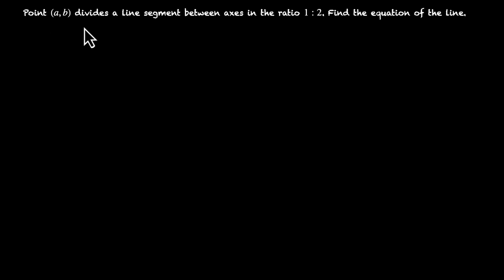Point (a, b) divides a line segment between the axes in the ratio 1:2. Find the equation of the line. So pause the video, try this on your own.